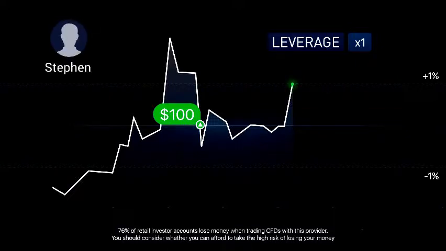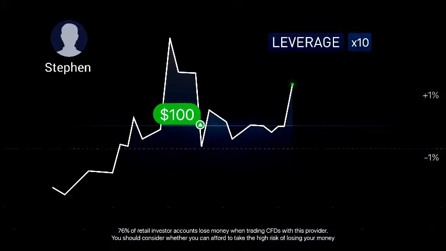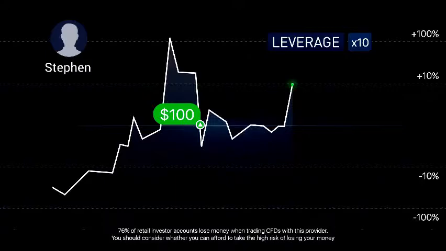Having the same amount of money, $100, Stephen decides to use the 1-to-10 leverage. In this case, if the price grows by 1%, Stephen's profit will increase by 10% and will result in $10.